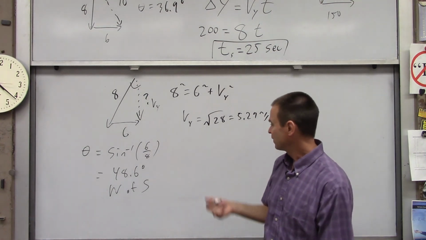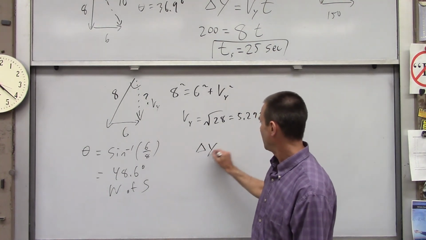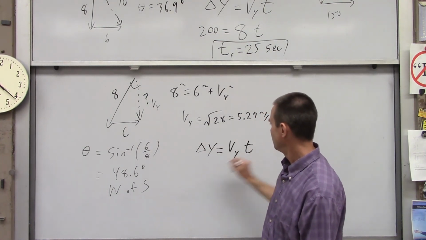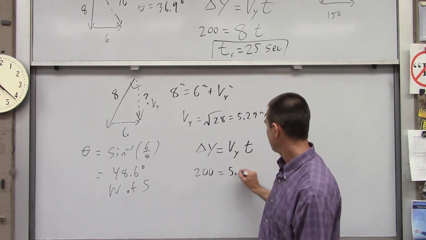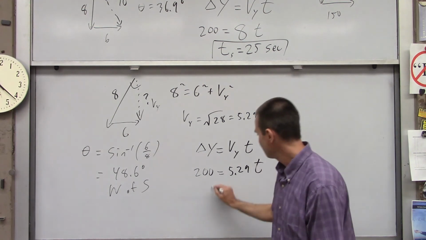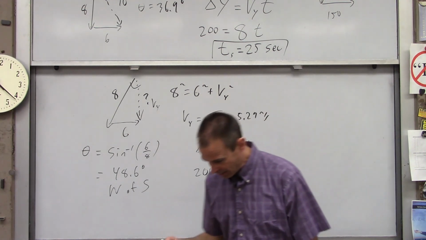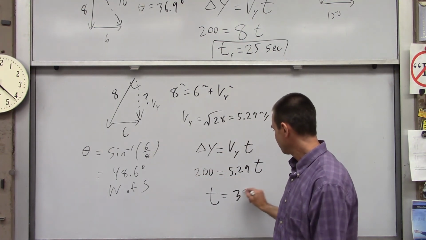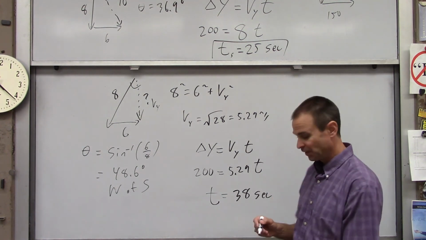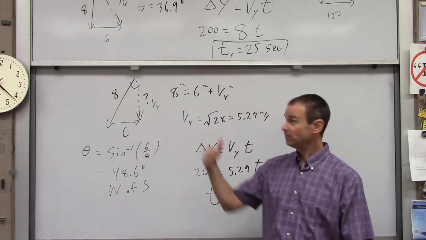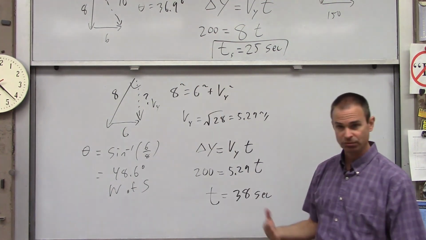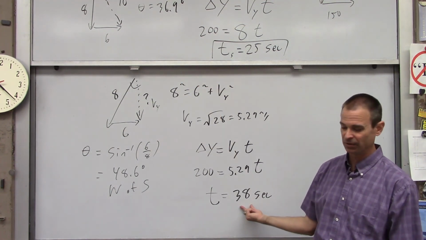To find the time to cross, we're going to use delta y equals Vy t. Delta y is still 200 across the stream, but now we've got 5.29 times time. If you do the calculation, you get just under 38 seconds, which is a lot longer than the 25 it took before. So the benefit is he does now get straight across. The downfall is it takes him significantly longer to cross.